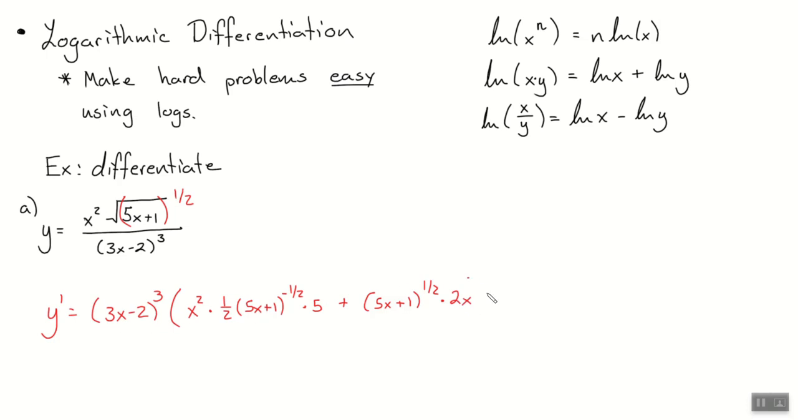So that was low d high, so that's just that part, minus high d low, which is another chain rule, unfortunately, and it's 3 times 3x minus 2 to the 2 times 3x.